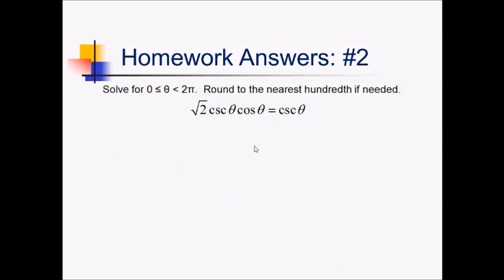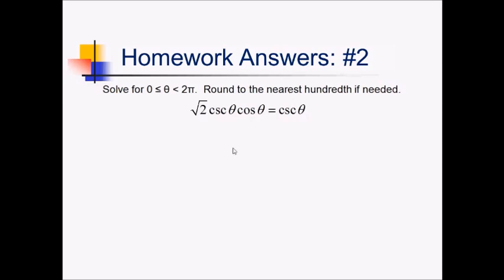For this problem, I have multiple types of trig functions and this messy radical 2 to mess around with. It's tempting to divide by cosecant of theta, but I might be dividing by 0. I don't want to do that. Instead, I'm going to subtract things to one side or the other. Now, I have a choice of moving cosecant to the left or all this craziness to the right. I actually ended up moving all this over to the right, and you'll see why I did that.